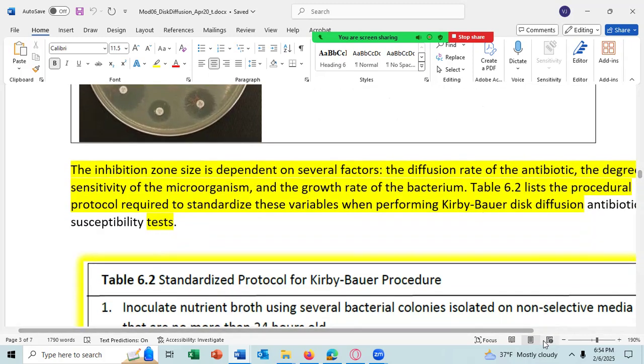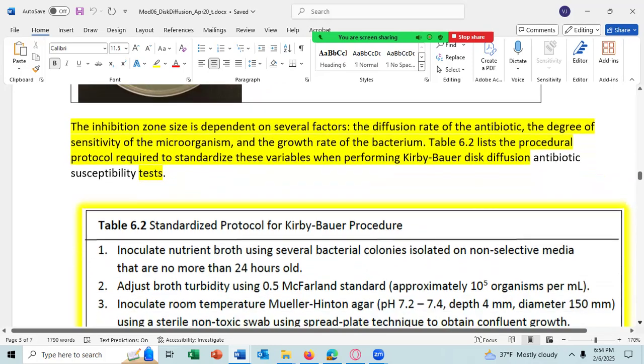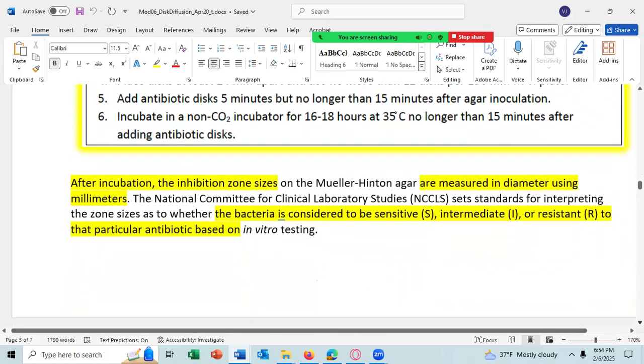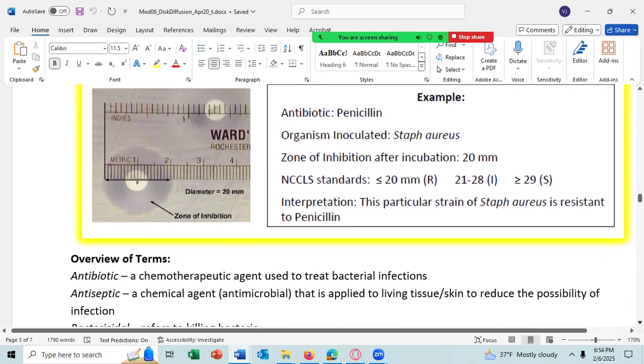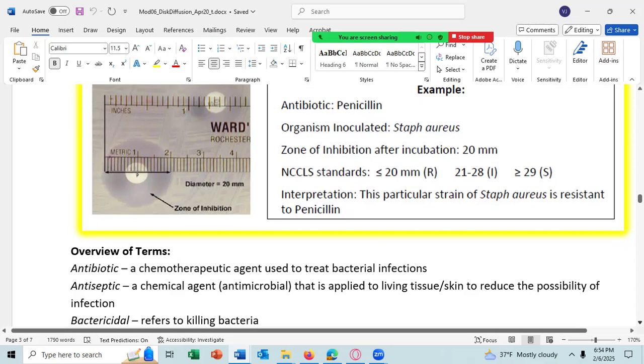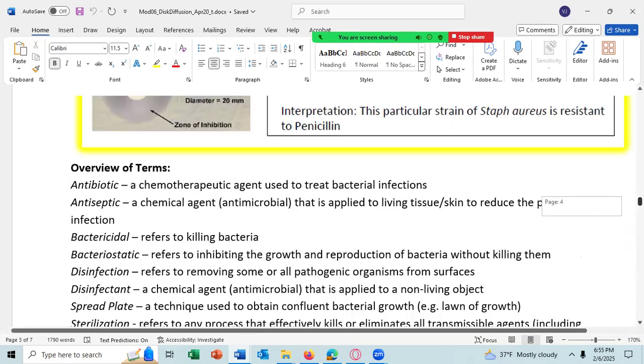Let me look that up. CLS standards. I'll get it as I'm reading.